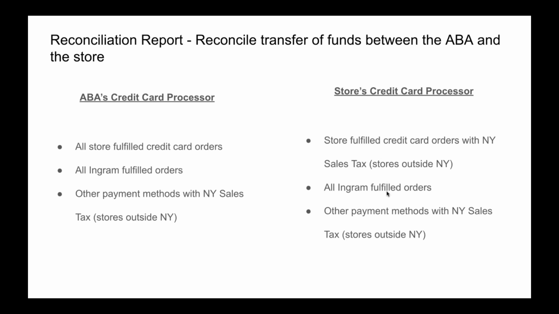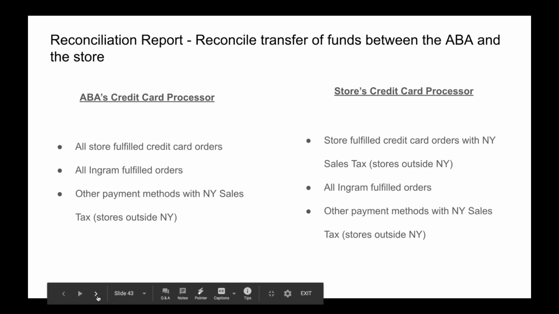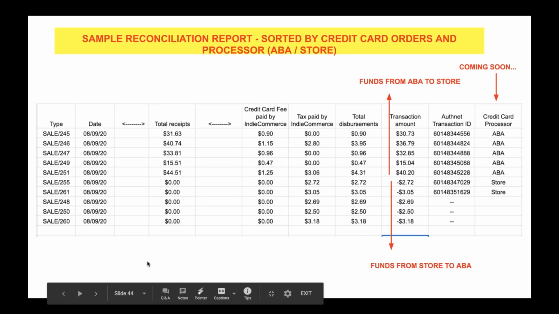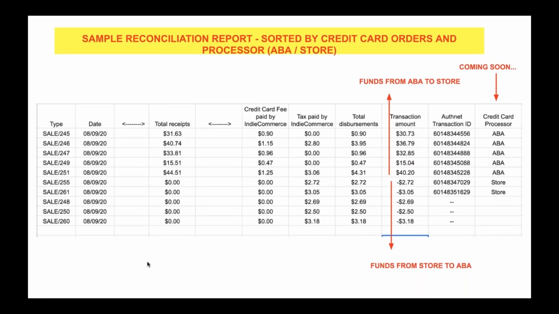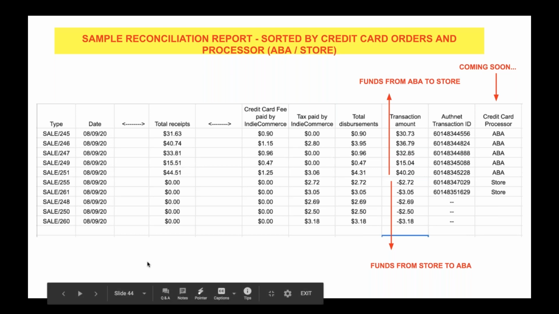All Ingram fulfilled orders, because if you are sending an order to Ingram from your IndieCommerce site, Ingram is going to invoice us. That does not change, whether you're using ABS processor or your processor. Ingram is still going to invoice us, which means we need to pull the money from you. So that's why you would see Ingram orders here. And other payment methods, any payment method, if the order is shipped into New York, you will see that in the reconciliation report.